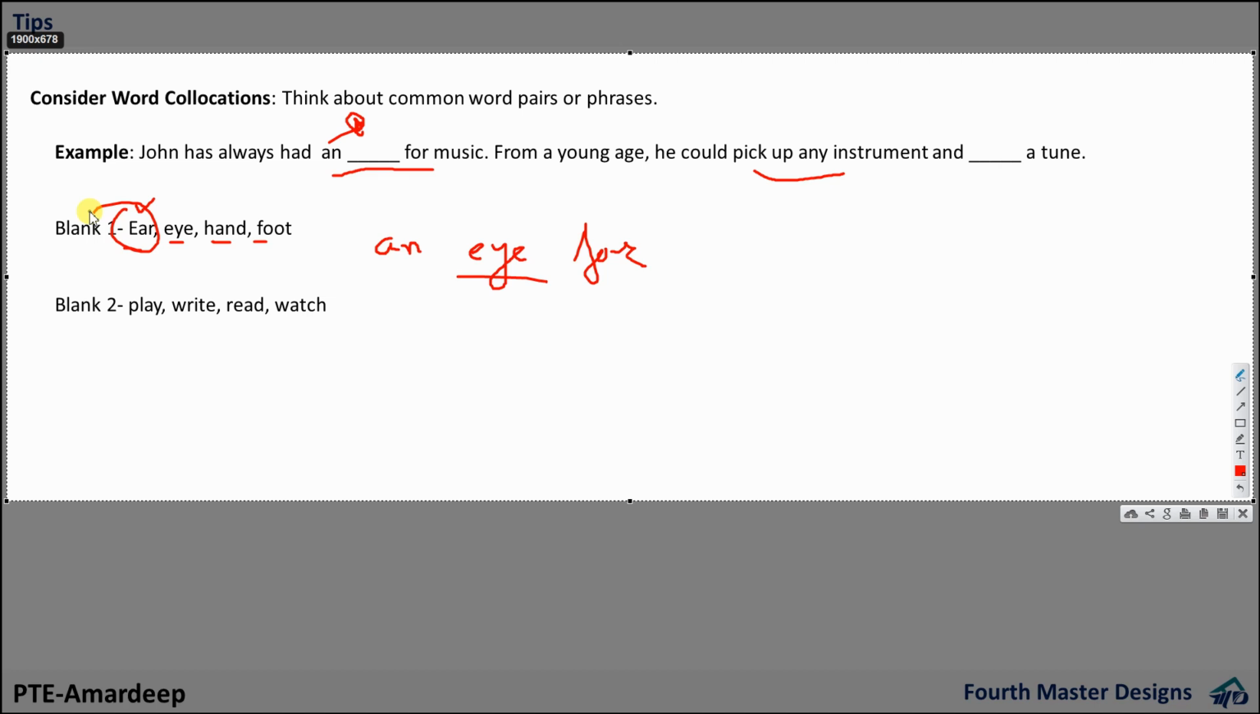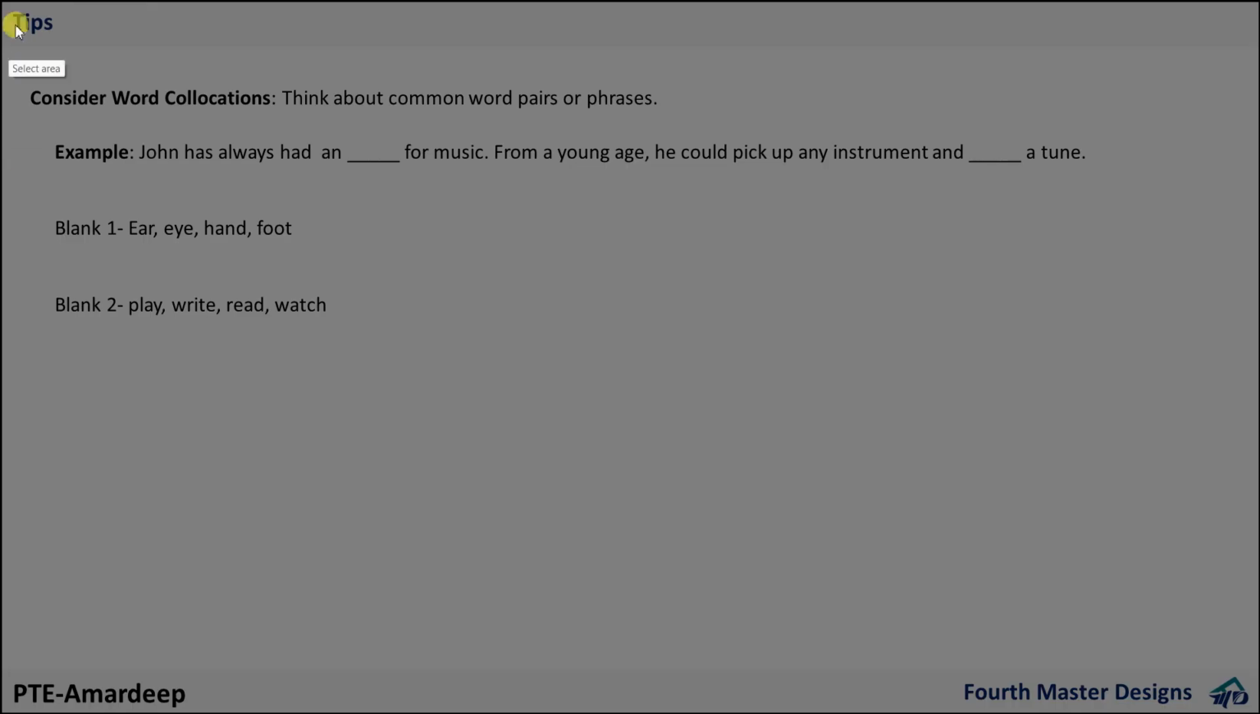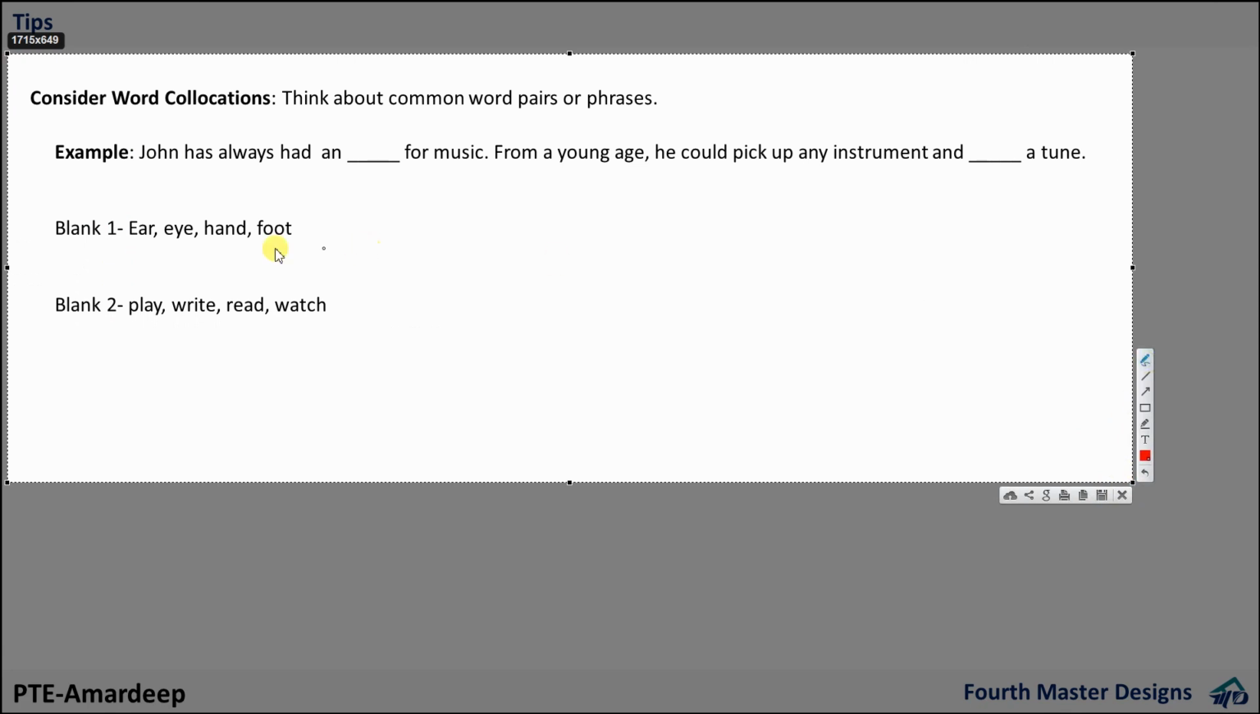Let's say you say, okay, I do not know the idiom, I do not know the phrase. Fine. Still, you can eliminate two: hand and foot. Then there is ear for music and eye for music. If you are not aware of the collocation, the idiom, if you don't know what an ear for music means, then you won't be answering this one correctly. Most of the students will select an eye for music. But again, go for an educated guess. An eye for is a phrase, a collocation. It is used in other contexts.